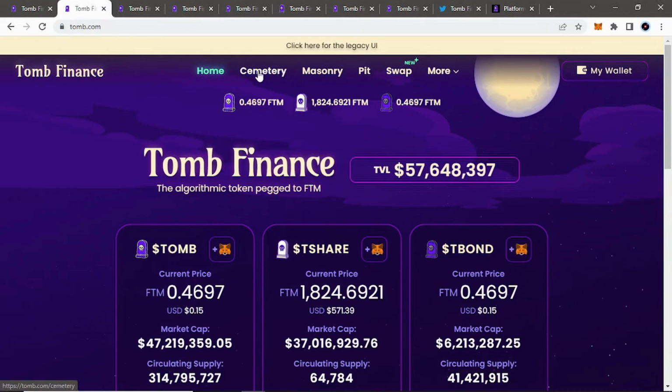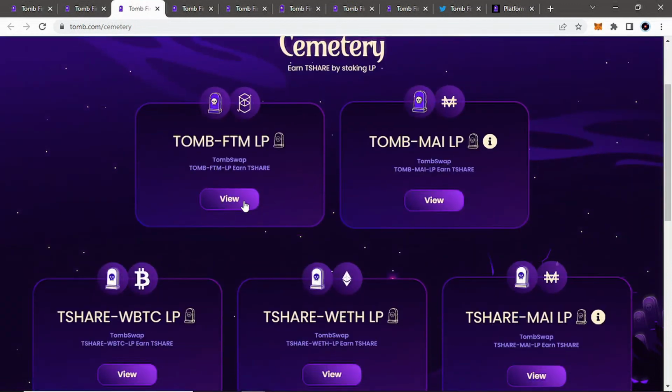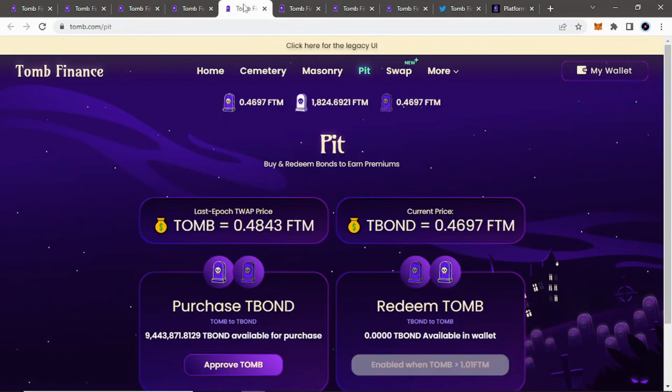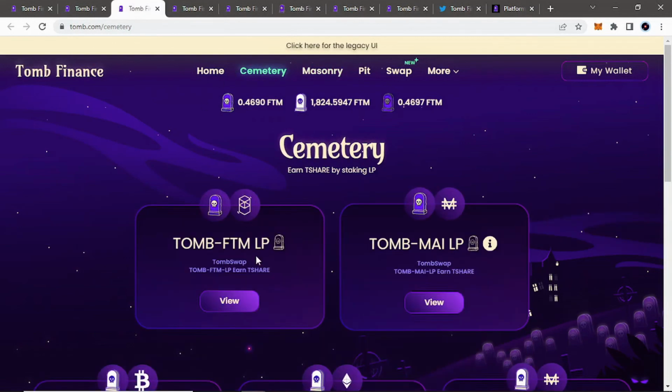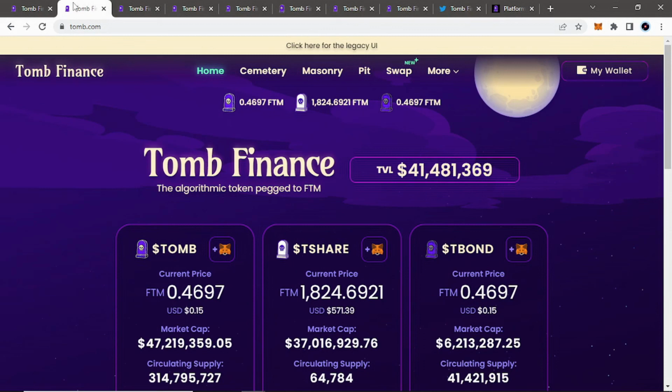And a quick overview of what my strategy would currently be. I would personally try to get in maybe one of these liquidity pairs, one of these pools right here, and start getting T shares. Either that, or you can obviously try to get into the pit and get bonds and try to get us back over peg. And then when we are over peg, I would move. What I like to do in these Tomb forks, or just Tomb itself, is when we're over peg, I like to be in the masonry or boardroom. That way I can stake my T-share passively and just get back Tomb in return to then put Tomb into my Tomb FTM liquidity pair. But either way, that would be my strategy.